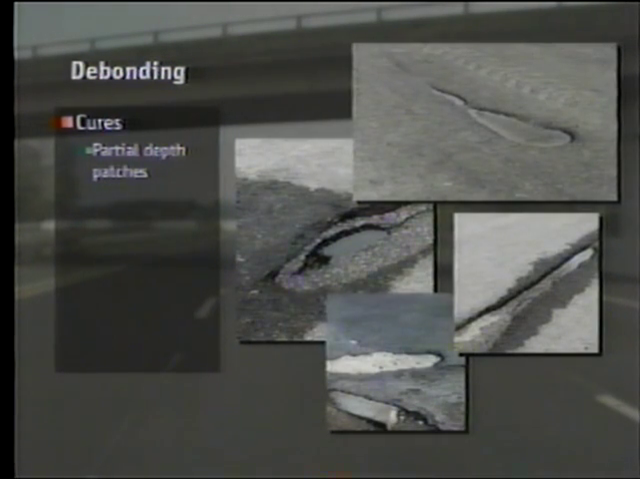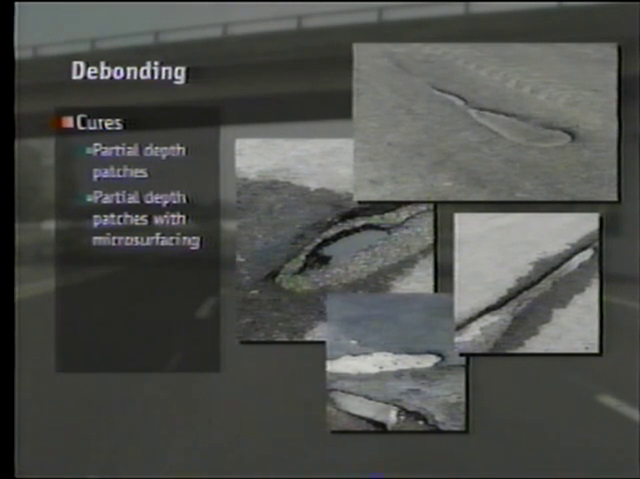Most commonly, partial depth patches are performed to cure debonded areas. Other treatments include partial depth patches with microsurfacing or mill and overlay.